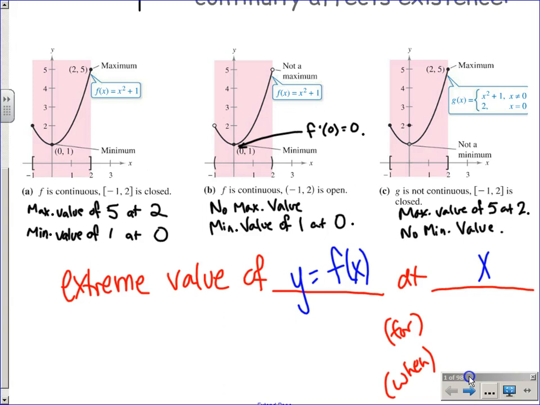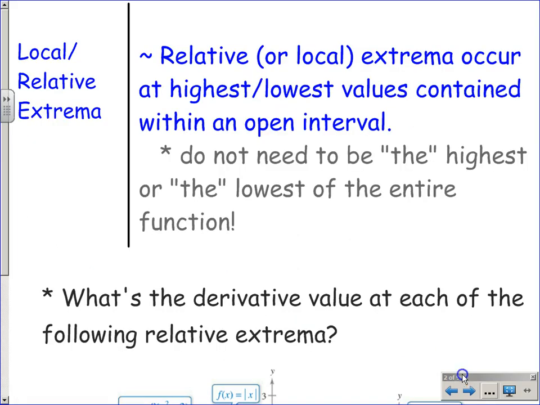What caused problems in these 3 examples? What caused problems to allow there to not be a min or not be a max on a cutoff graph? Either an open interval or a discontinuity. What made it so that there might not be a min or a max? An open interval, discontinuity. Okay, moving on. That was just all intro.